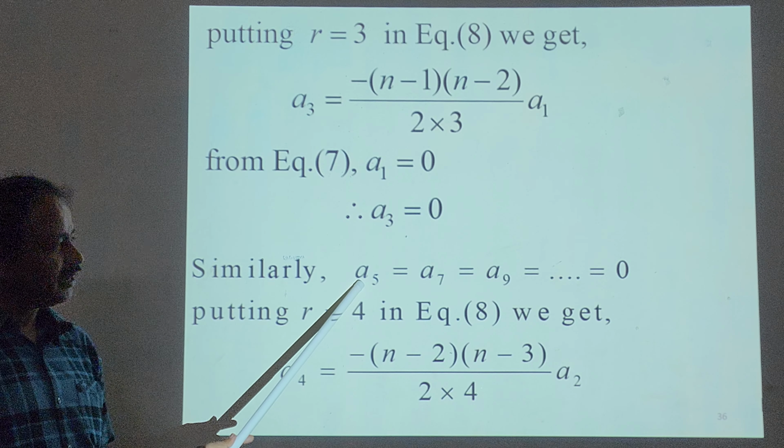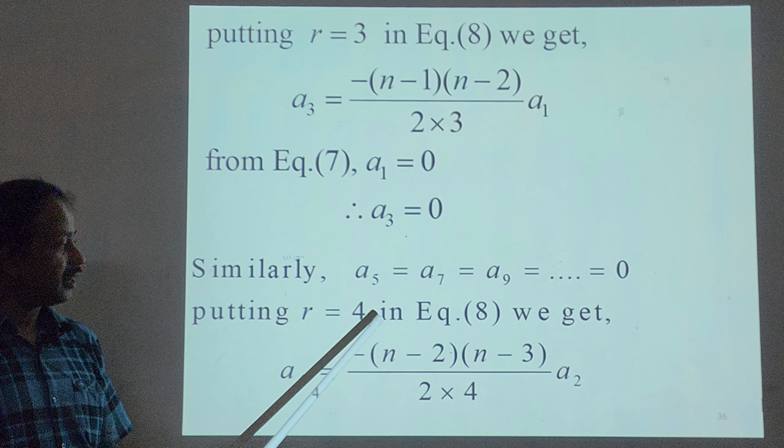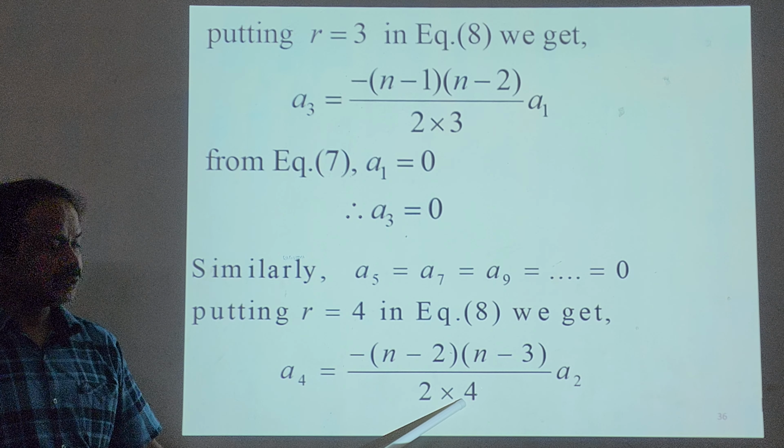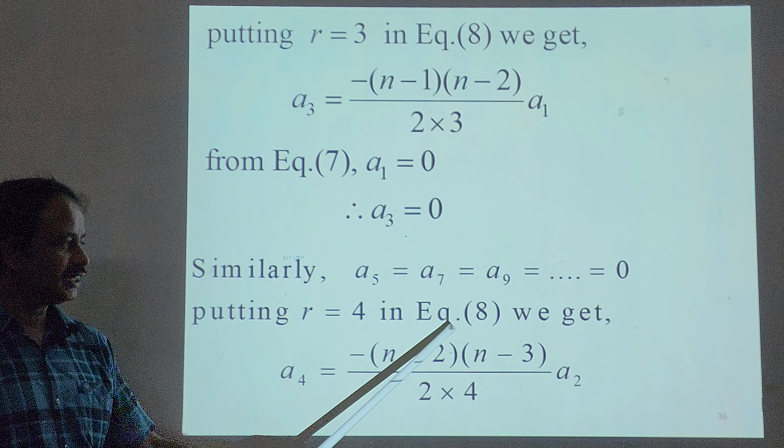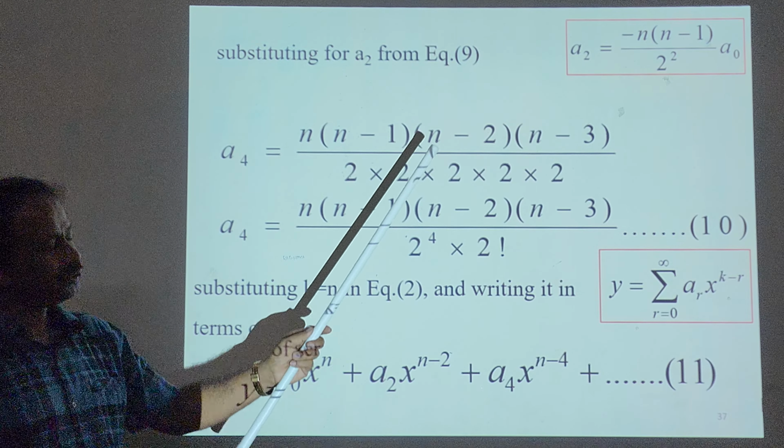Is it okay? Now we will go for r equals 4 here. The same equation 8. So you will get exactly like this. Here this will have 2 multiplied by r, r equals 4 here, so you will get 2 multiplied by 4. You will get the same equation in terms of a2 now. a2 exists. Correct? Here a2 term is there. It is not 0. So a4 is in terms of a2 now. Of course a2 is in terms of a0. So a4 equals this one. You substitute for a2.